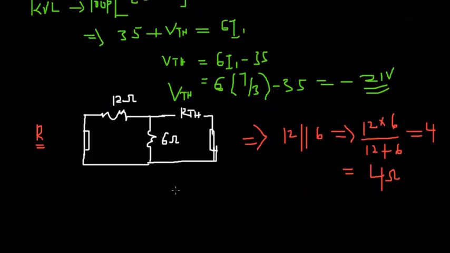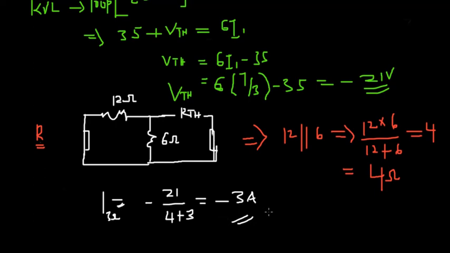Finding the I, we have I at the 3 ohm equal to our VTH, that's minus 21, divided by our 4 ohm resistor, that's the RTH, plus our R prime, that's 3. When you do the math, this is minus 21 over 7, that's minus 3 amps. So this brings us to the end of our first example. This is the current passing through the 3 ohm resistor.